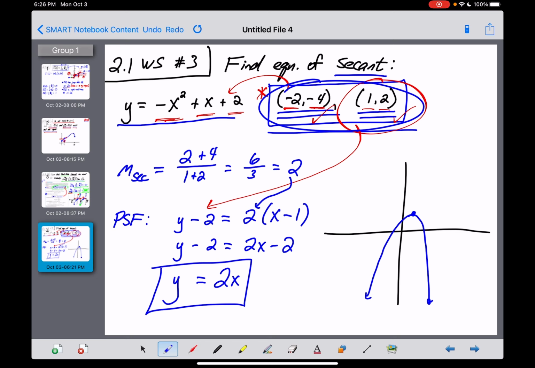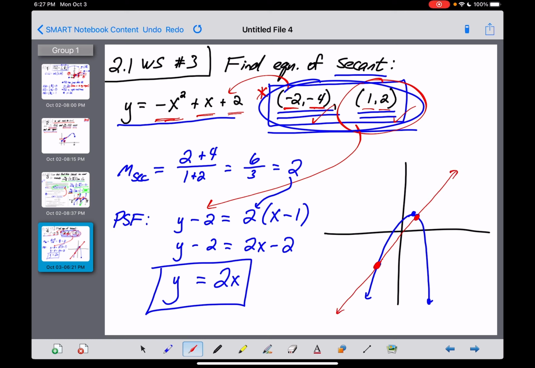-2, -4 looks like it was maybe here somewhere. And then the point 1, 2, was just to the right of the vertex. It was maybe right about there. So I tell you what, I should have done those in red. This point and this point right here, those are the 2 points of secancy. There is only one line that passes between them, and that line would look something like this.